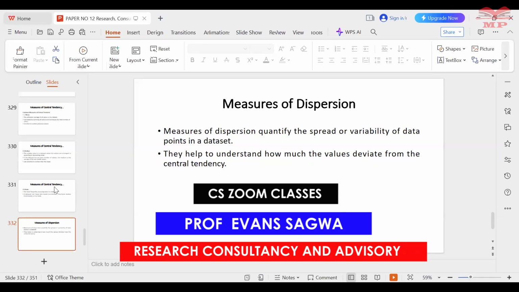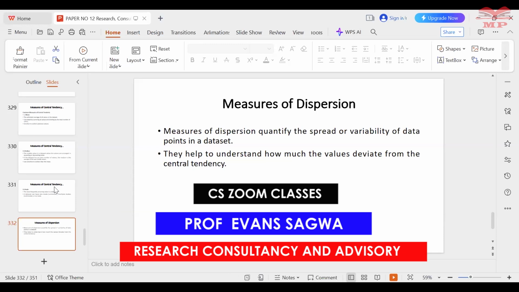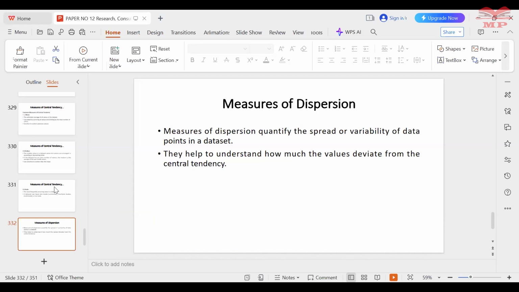Measures of dispersion. Measures of dispersion quantify the spread or variability of data points in a dataset. They help to understand how much the values deviate from the central tendency.